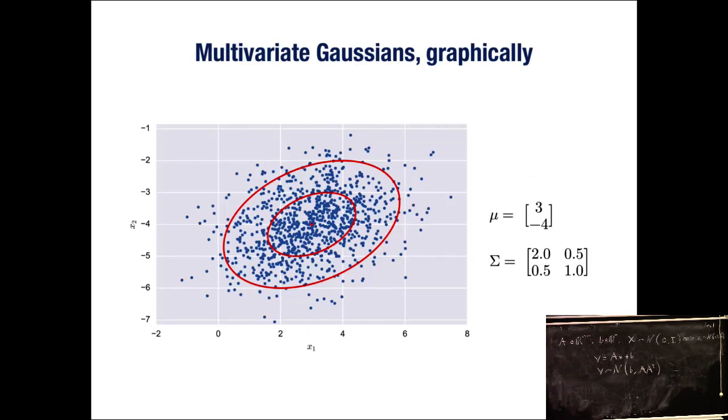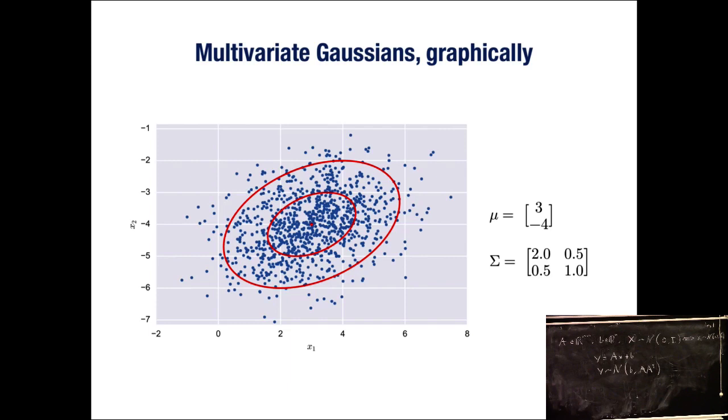Here I generated 1,000 samples from a random normal variable. This is a random variable in two dimensions, x1 and x2, where the mean was 3, negative 4. So the center on the x-axis is at positive 3, and the center on the y-axis is at negative 4. I'm just picking random numbers here.